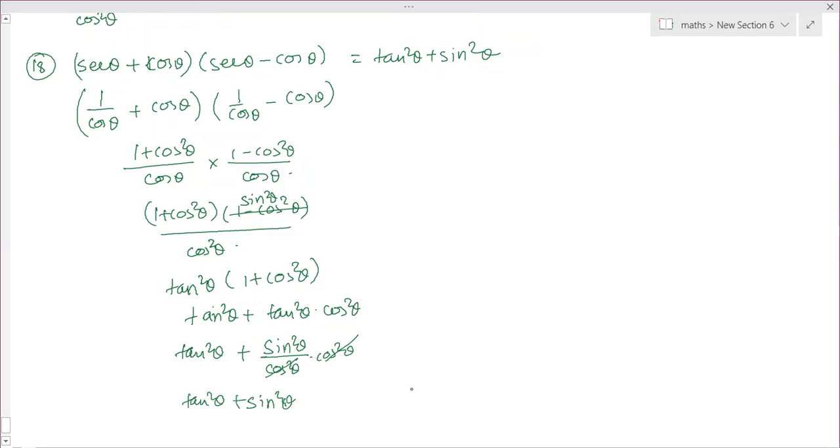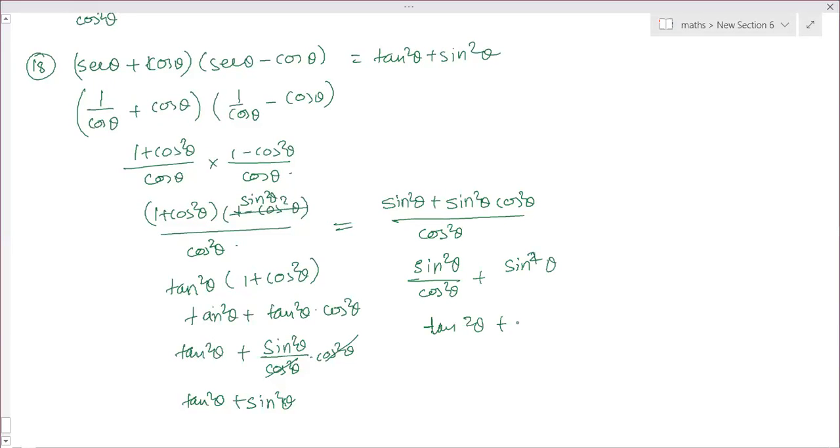Ma'am, I did it in a very different way. I multiplied that sin square theta by that bracket 1 plus cos square theta, and I did it in a 3-line way, ma'am. Yes, that can be done by dividing separately. You will get sine square theta by cos square theta plus sine square theta. Ma'am, I did it in another way, with sec square theta. Yes, that can be done.